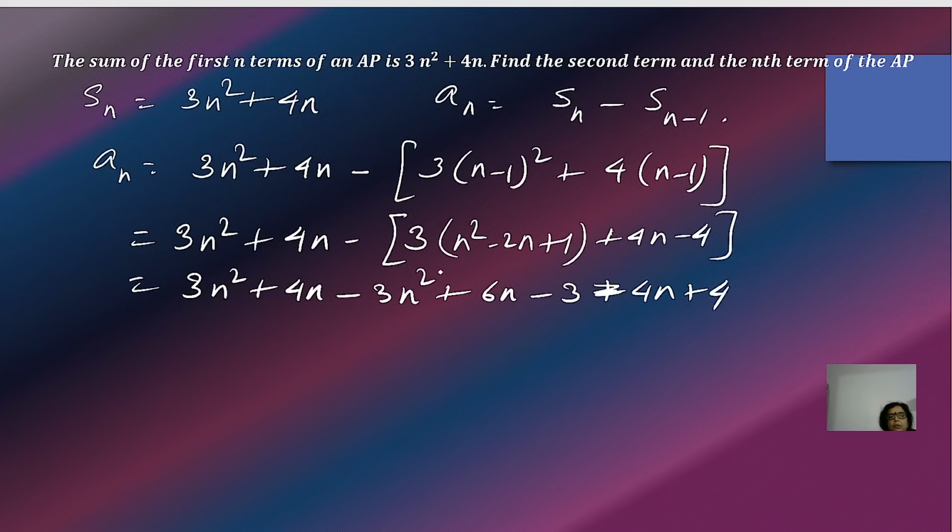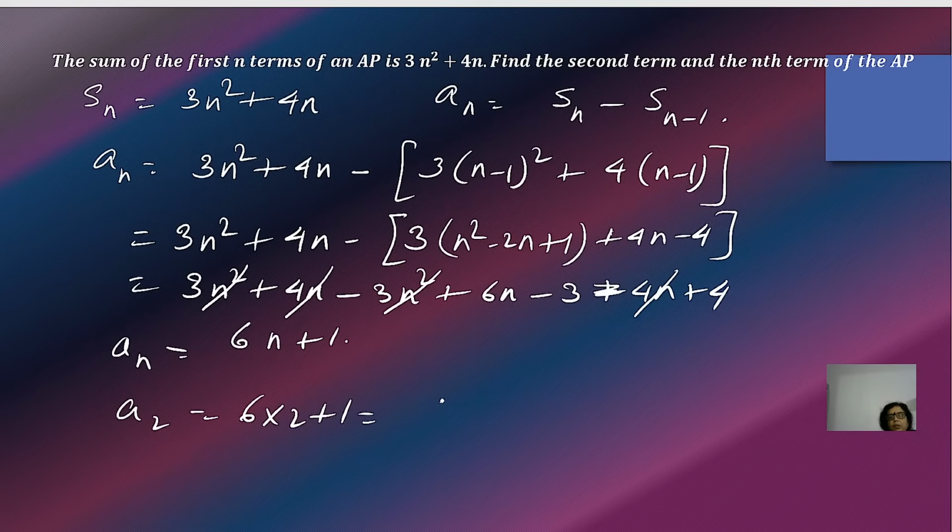So now the negative 3n squared and positive 3n squared will get cancelled, 4n and negative 4n will get cancelled. So we are left with 6n plus 1. So the nth term is equal to this. Now the second term over here, a2 will be equal to 6 into 2 plus 1, that is equal to 13. You can even find d by finding a1. a1 will be 7, and so d will be equal to 13 minus 7, that is equal to 6.